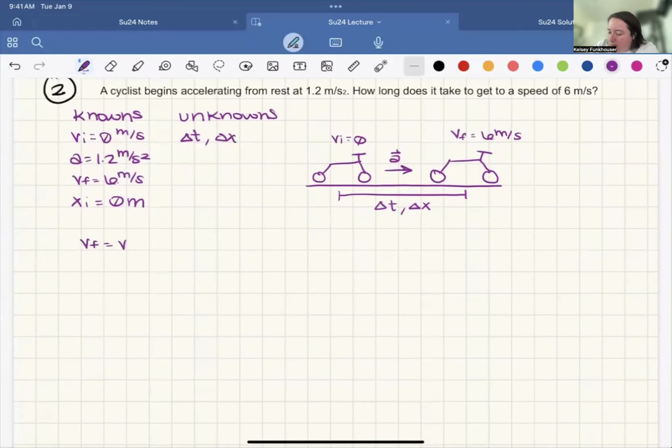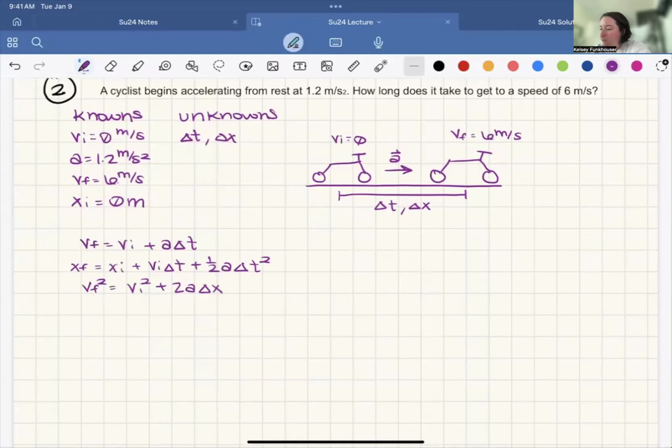Okay, now our equations. So v final equals v initial plus the acceleration times the time interval. X final equals x initial plus v initial times the time interval plus 1/2 acceleration times the time interval squared. And finally, v final squared equals v initial squared plus 2 acceleration times the displacement. So let's go through these.